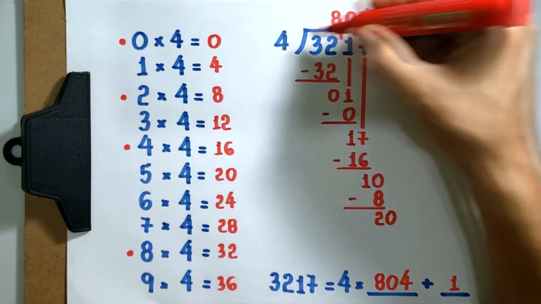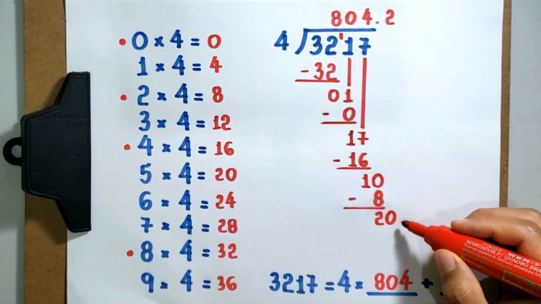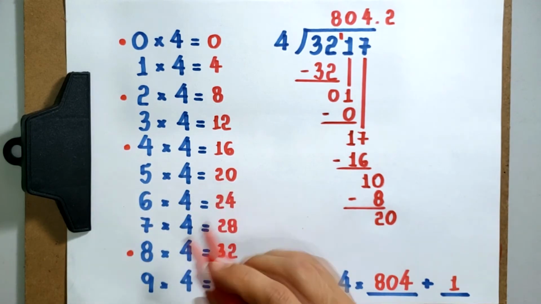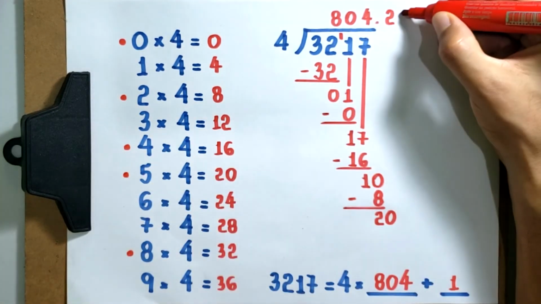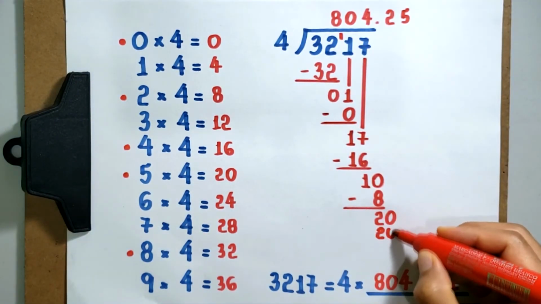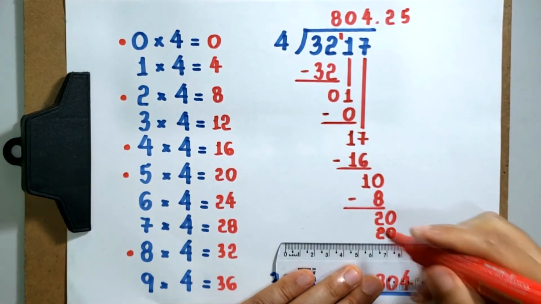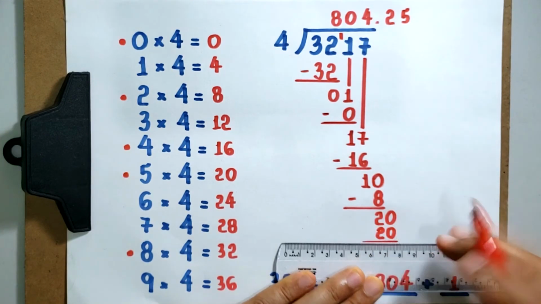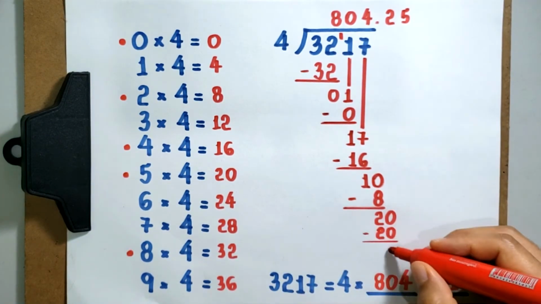How many times does 4 go into 20 without going over? You see that 5 times 4 equals 20. So now we work with 5. That is what I write here. 5 times 4 equals 20. I write it here. And then I perform our last subtraction because 20 minus 20 equals 0.